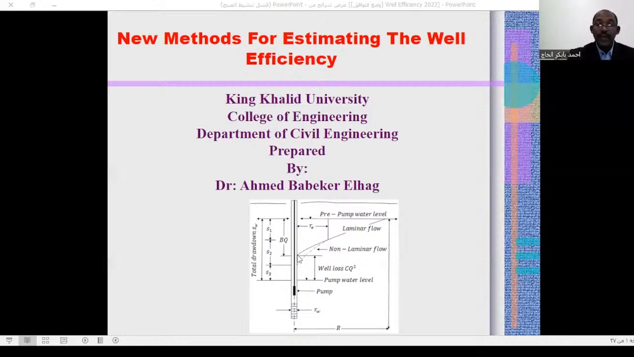The water level in the aquifer is laminar flow, but at this point it refers to non-laminar flow inside the well. This difference between the two points led to a well efficiency of less than 100%.